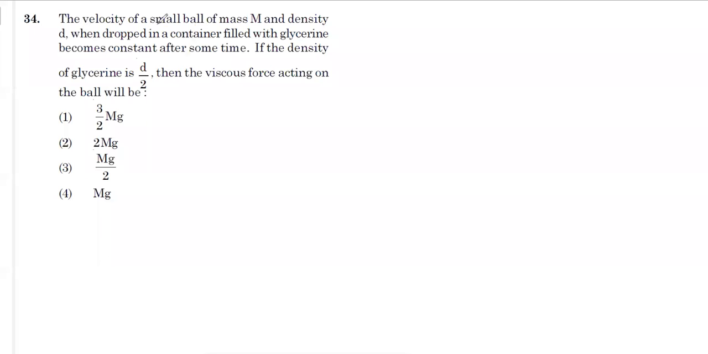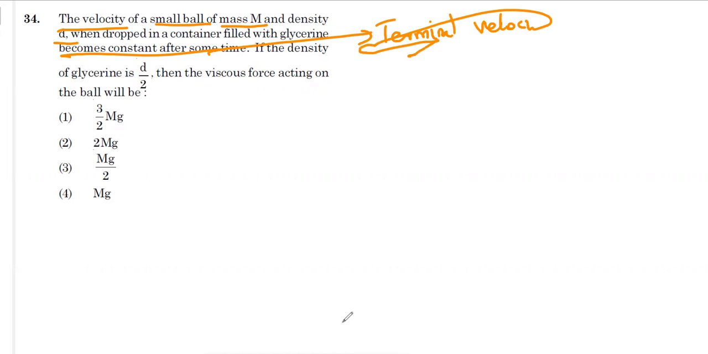So the velocity of a small ball of mass m and density d. Mass கொடுத்திருக்காங்க, density கொடுத்திருக்காங்க. When dropped in a container filled with glycerin becomes constant after some time. So you have to understand this is terminal velocity. Velocity becomes constant after some time. Now they are talking about terminal velocity.